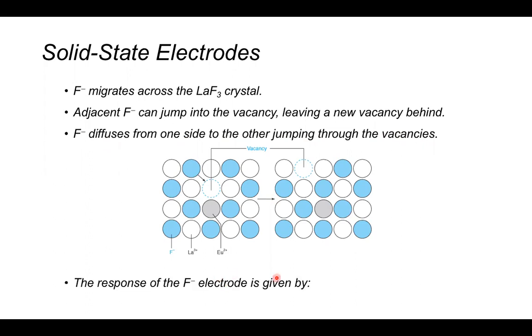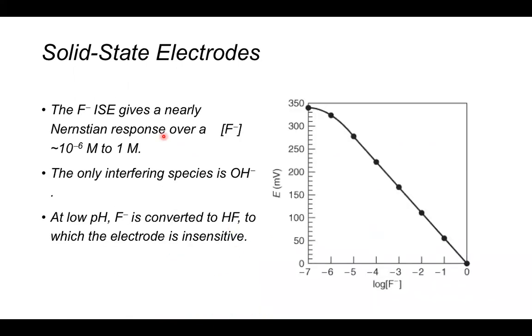And the response of the fluoride electrode is given by this, where E is equal to a constant minus beta, which is going to be some sort of electromotive constant, times 0.05916 times log of the activity of fluoride ions on the outside of the crystal. So this is going to be related to the concentration of fluoride ions in the solution. So the fluoride ion selective electrode gives a nearly Nernstian response over a fluoride concentration of around 10 to the minus 6 molar, so very dilute, to pretty concentrated, 1 molar.